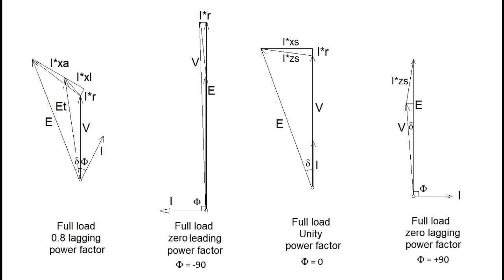The next or third phasor diagram corresponds to unity power factor full load. We may see on the phasor diagram that current is in phase with terminal voltage. Resistance voltage drop is in phase with load current and synchronous reactance drop is in phase quadrature with load current. It may be noted that synchronous reactance is a sum of inductive reactance and fictitious reactance. The synchronous impedance drop forms a right angle triangle with the other two drops, and this right angle triangle rotates as power factor changes from 0 to unity power factor.